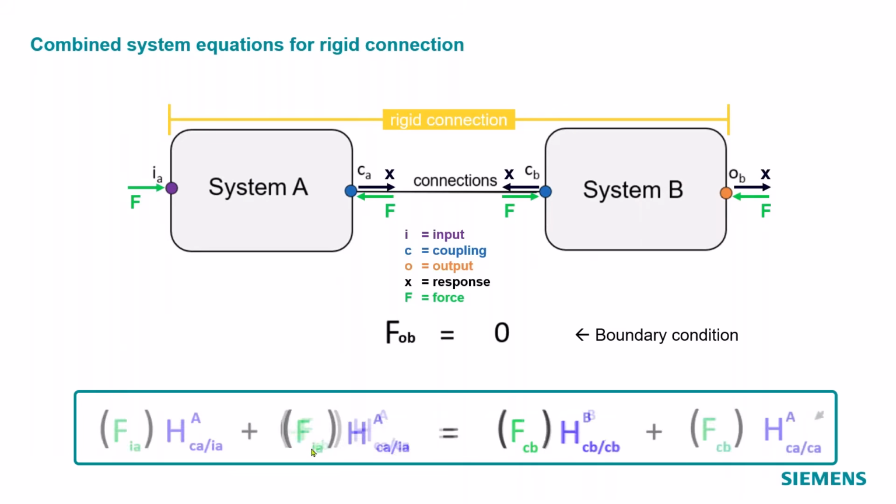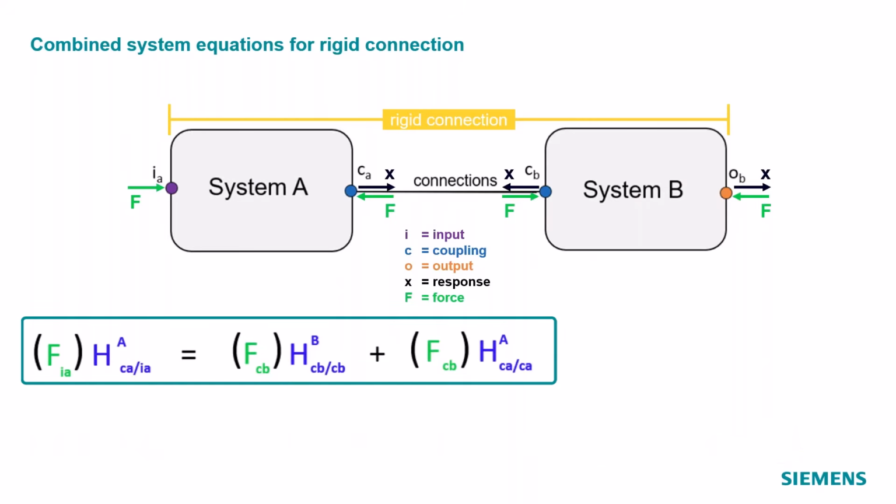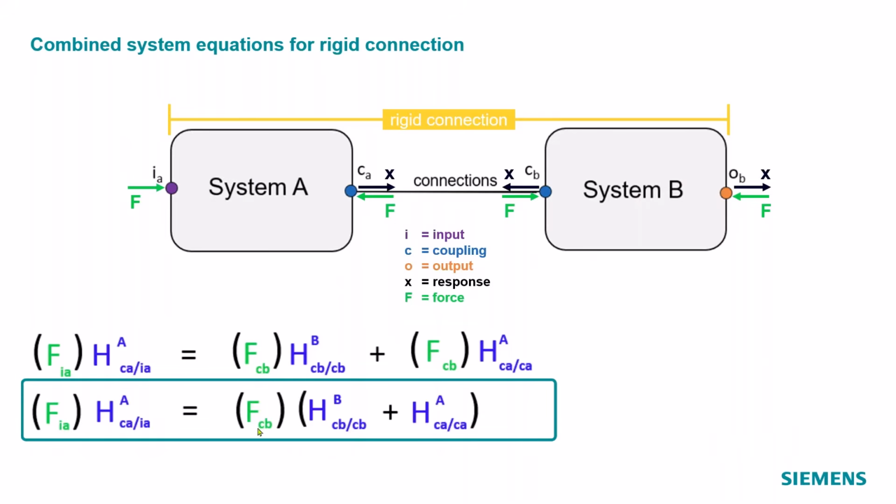I'm going to move this CB over here. All I did was just add this to both sides. So I'll group my 2 CB terms on the input. So system A is over here on the other side of the equal sign. And now I'm just going to factor this F sub CB out. And so F sub B times these 2 H matrices are equal to the force at the input of system A times its local impedance, FRF.